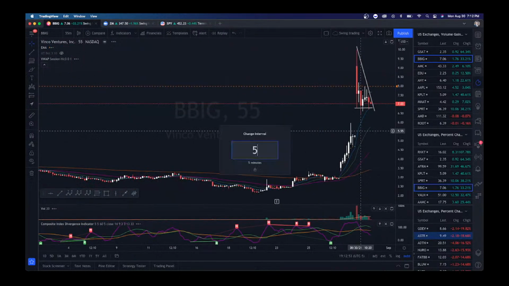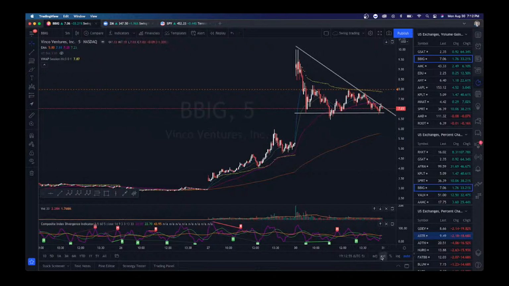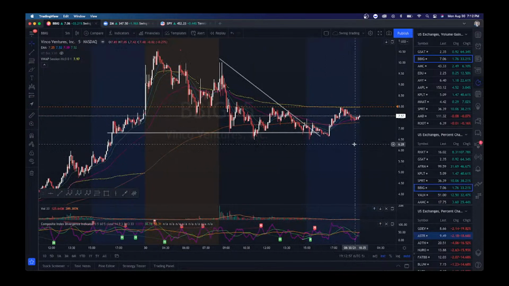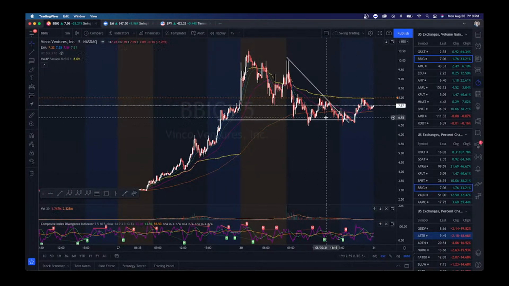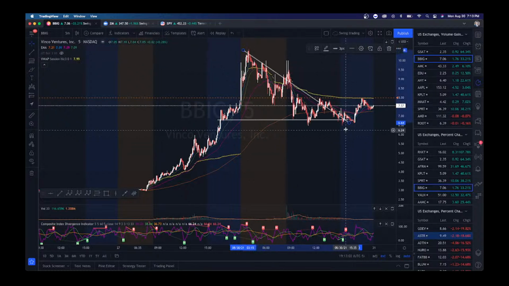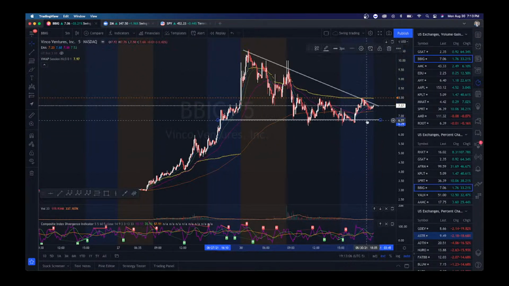Let's see, where's it at? Yeah, so it's up after hours, a little bit, back to 750. So it's sort of just consolidating here. Let me turn on extended hours. So look, even in the extended hours, it's still following the same pattern.